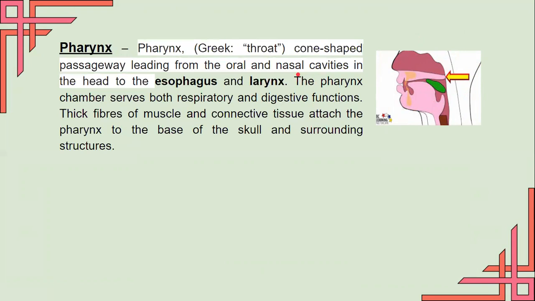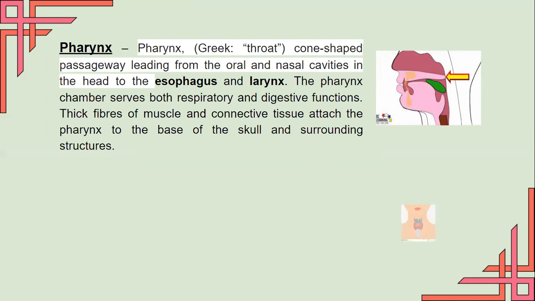Now, what is it? Do you have an idea what is in the picture? You're right. It's pharynx. Pharynx came from the Greek word throat. It is a cone-shaped passageway leading from the oral and nasal cavities in the head to the esophagus and larynx. The pharynx chamber serves both respiratory and digestive functions. Thick fibers of muscle and connective tissue attach the pharynx to the base of the skull and surrounding structures.